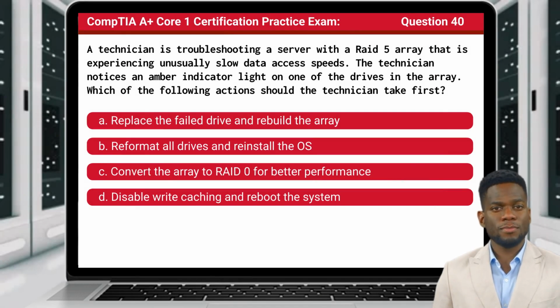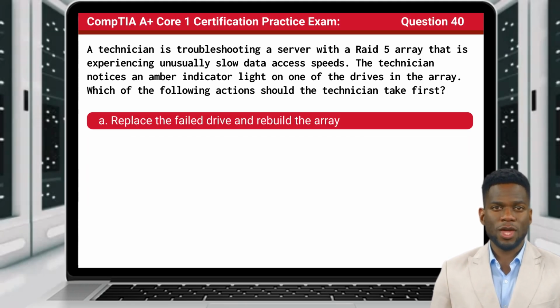Question 40. A technician is troubleshooting a server with a RAID 5 array that is experiencing unusually slow data access speeds. The technician notices an amber indicator light on one of the drives in the array. Which of the following actions should the technician take first? The answer is A. Replace the failed drive and rebuild the array.